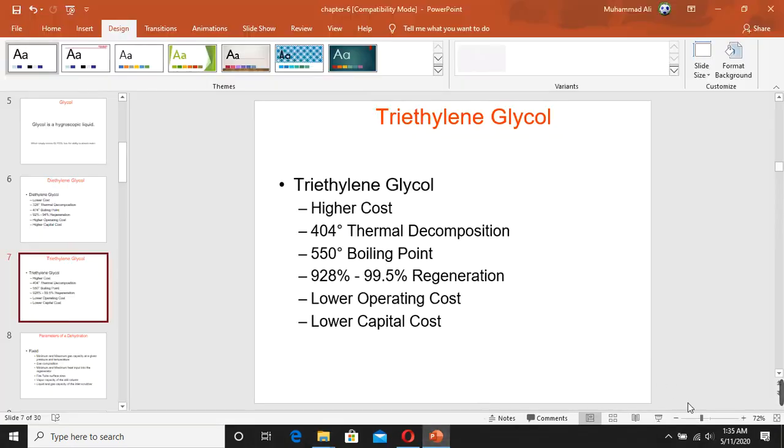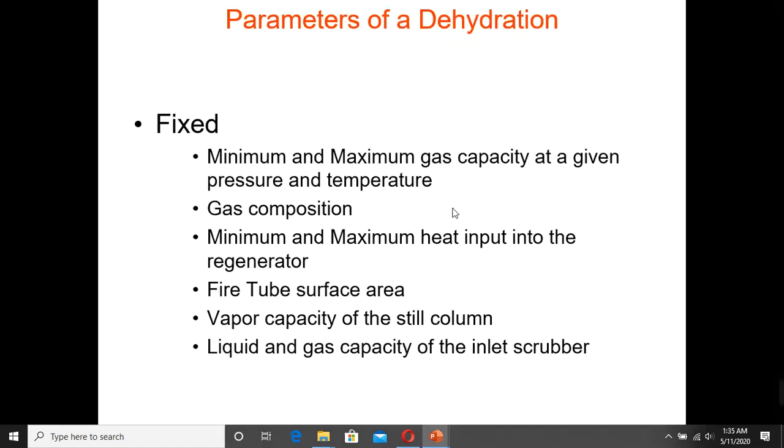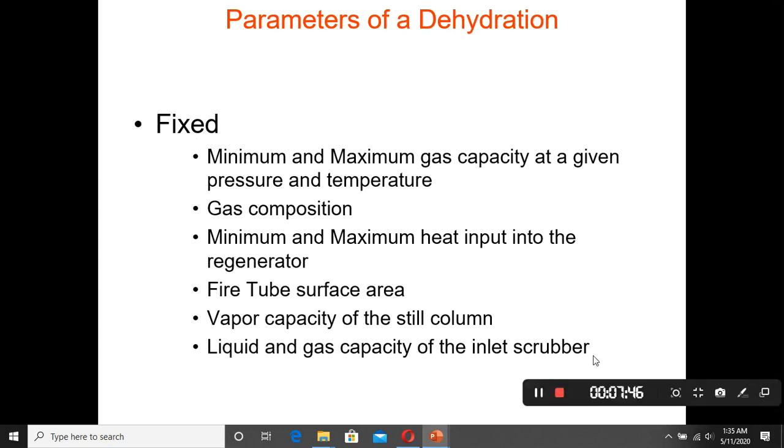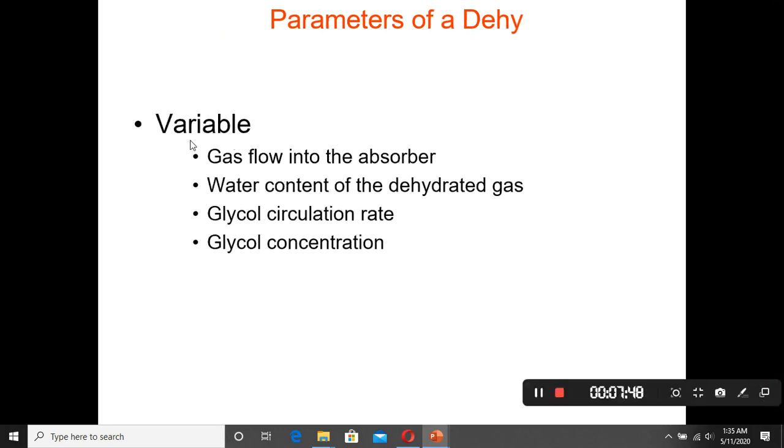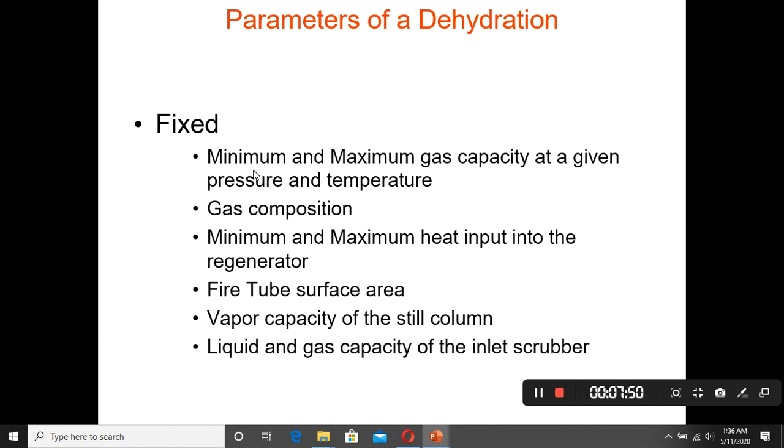So now we will go further into the process and look at the plant here. There are some parameters of this plant. There are some fixed parameters, as you see here, and then we have some variables. Fixed parameters are those that you have to decide when you install the plant. After you finish the installation, you cannot change them.